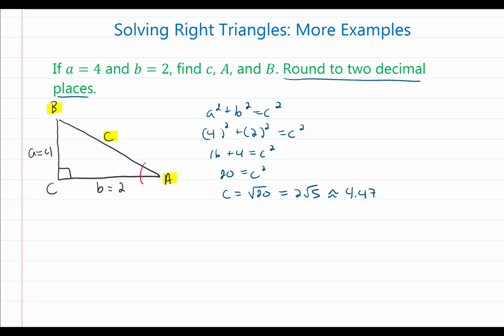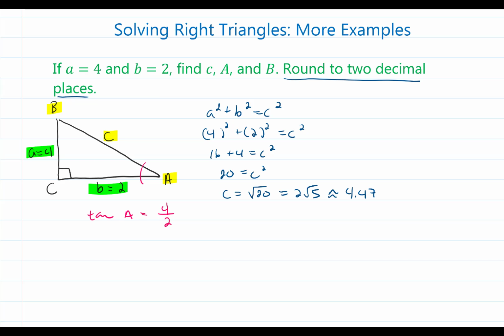To find angle A, I'm going to have to use one of my trigonometric functions, so sine, cosine, or tangent. Because I know the exact value of sides B and A, I'm going to use both of those sides for my trigonometric function, which means I'm using the opposite side to angle A and the adjacent side to angle A. That tells me I need to use tangent. So I will have tangent of angle A is equal to the side that is opposite angle A, which is 4, over the side that is adjacent, which is 2.